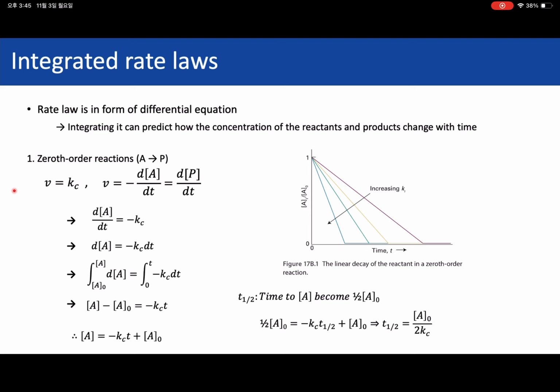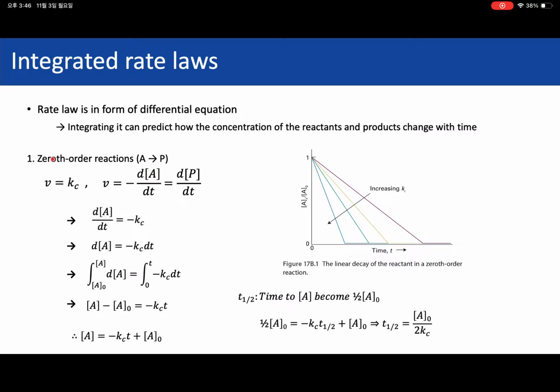As I said in the previous slide, in the zeroth order reaction, the rate law can be written in this form since it's not a function of the concentration of the reactant. So the V is just Kc. And this is the rate of reaction. This V is the negative dA over dt, which is the change in concentration of A over time, and we have a negative sign since A is the reactant.